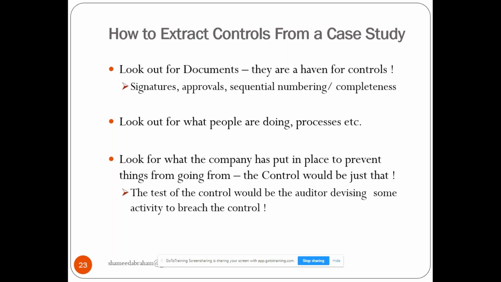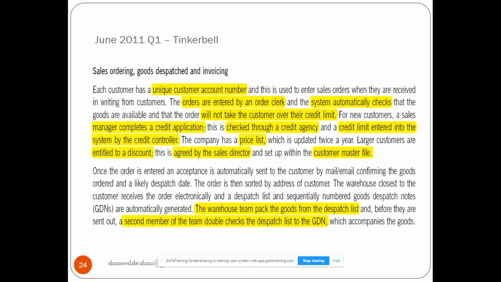Now, a little bit back to the controls. How do I extract controls from a case study? A lot of us are struggling to find the controls in the question. And when we can't find the controls, one of the reasons why we default to writing procedures that are really substantive procedures.